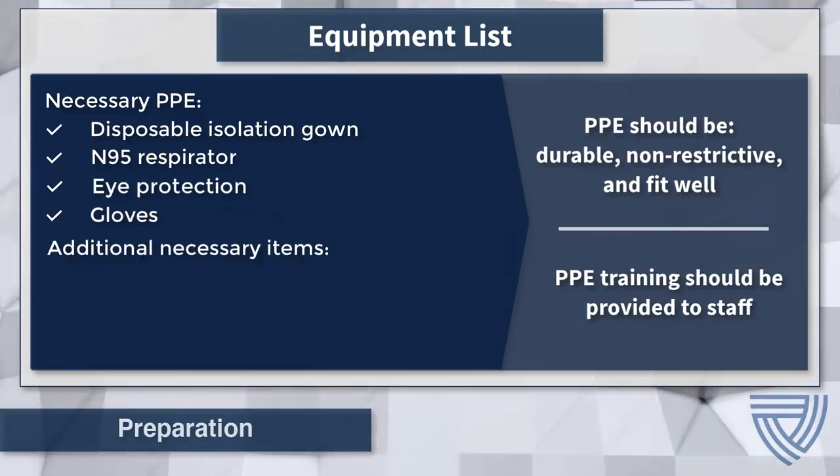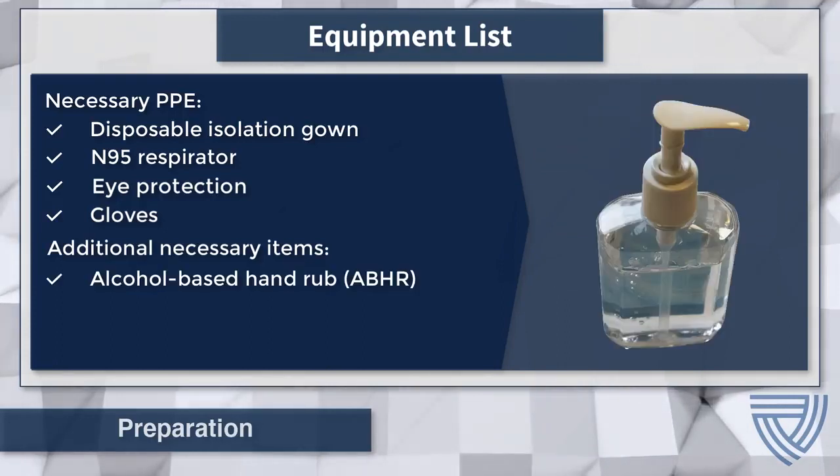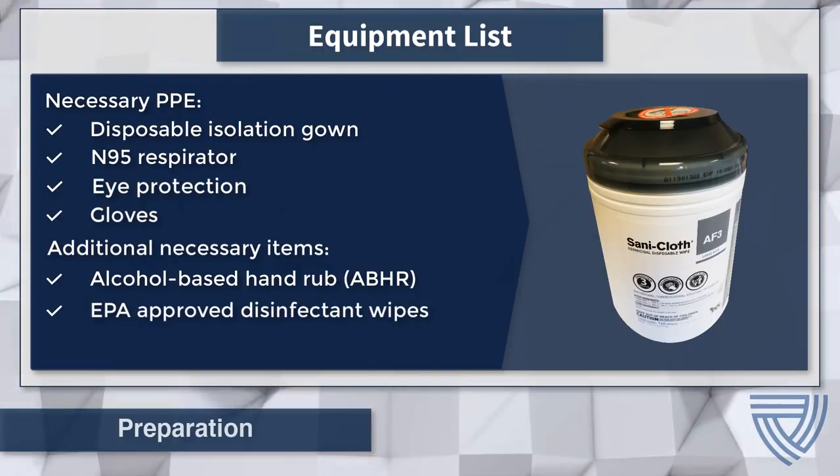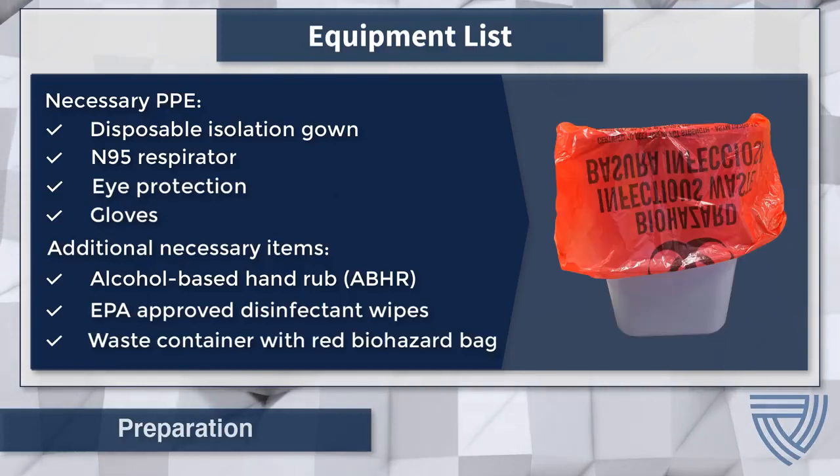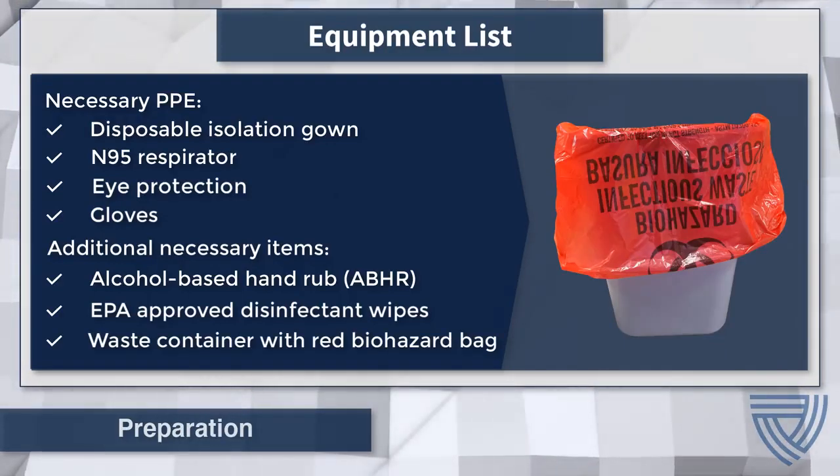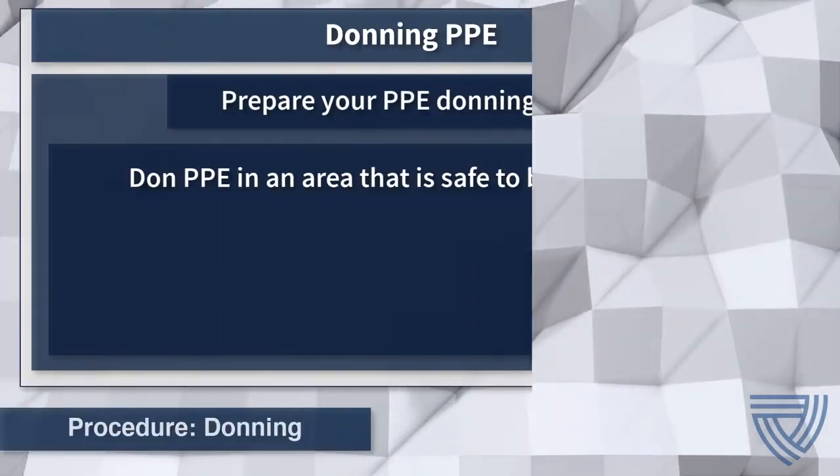Additional items that will be required include alcohol-based hand rub, EPA-approved disinfectant wipes, and a waste container lined with a red biohazard bag.